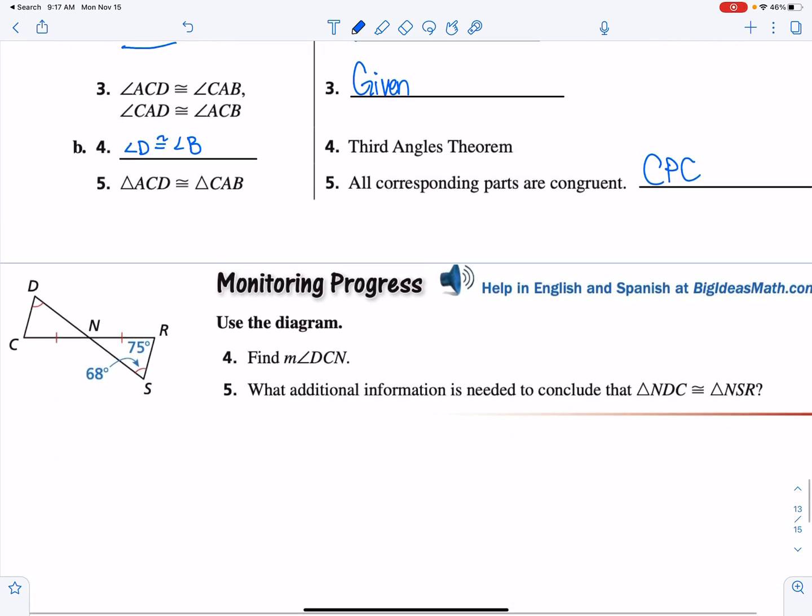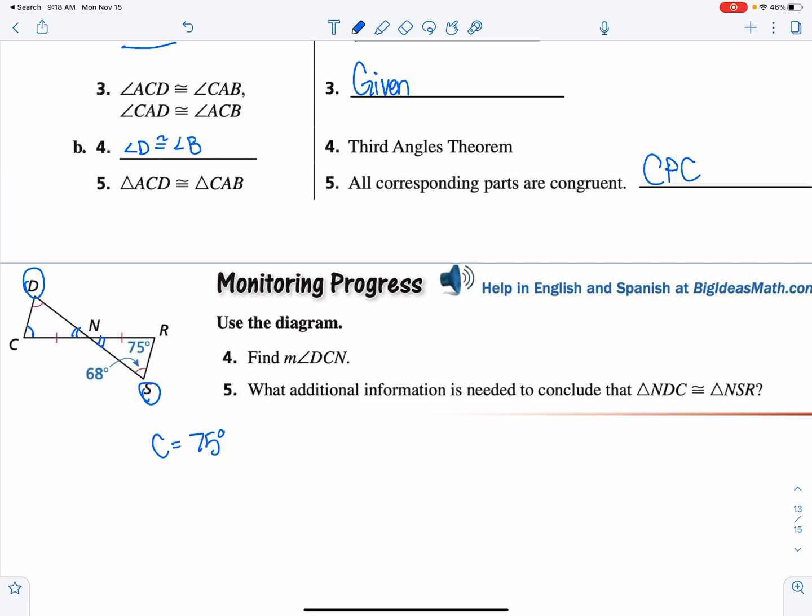Okay, monitoring progress. So again, go ahead and pause, take a second to answer these, and then I'll go ahead and answer them with you here in just a moment. So on this one, find the measure of angle DCN. So DCN is right here. If we look, we know that these two have to be congruent because they're vertical. We know that S is congruent to D, and it is 68 degrees. And then we have to find the measure of angle C, and we can see that it has to match up with angle R. So angle C has to equal 75 degrees.